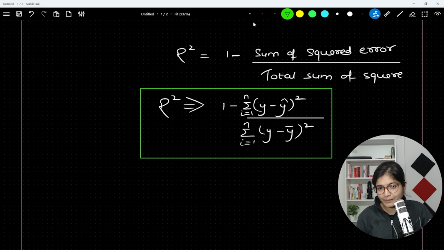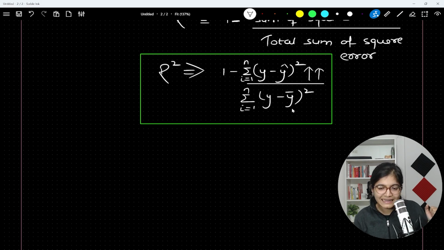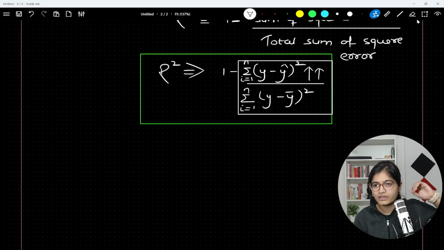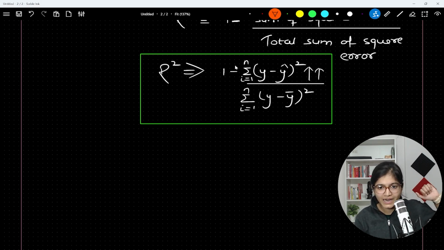Now, if you observe, let's say your sum of squared error is very, very high. Let's assume your residual value is very, very high, meaning the difference between the actual data and the predicted data is very, very high, even comparable to the total sum of squares. This is the higher term. Then what will happen? This complete division will be much bigger. I think you will be able to understand what I'm trying to convey with this simple maths.